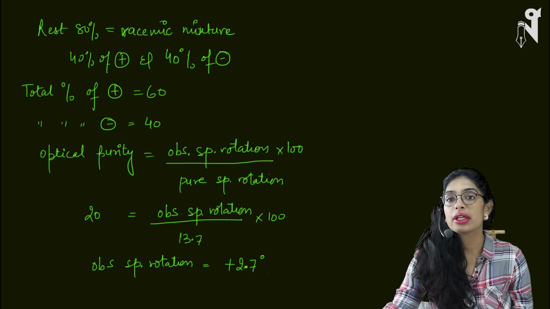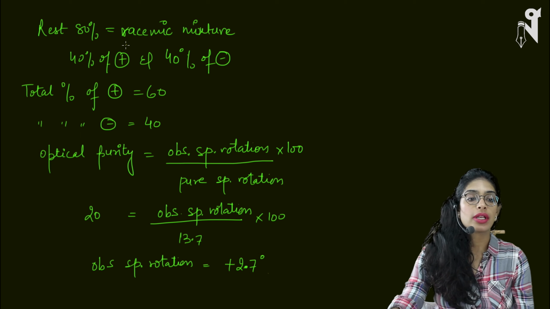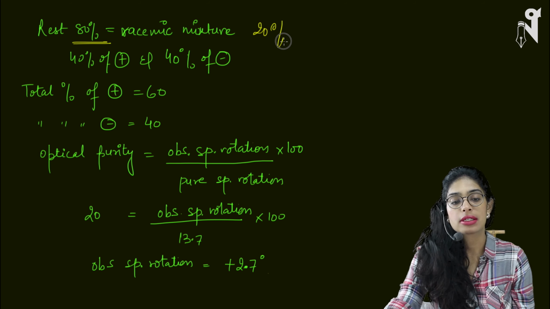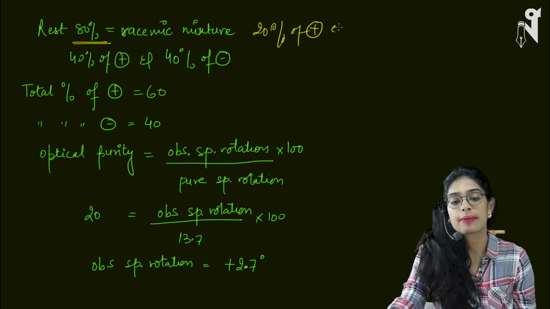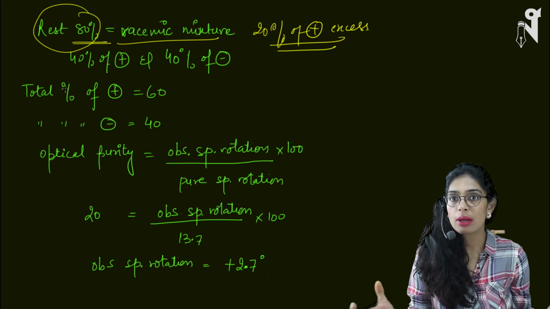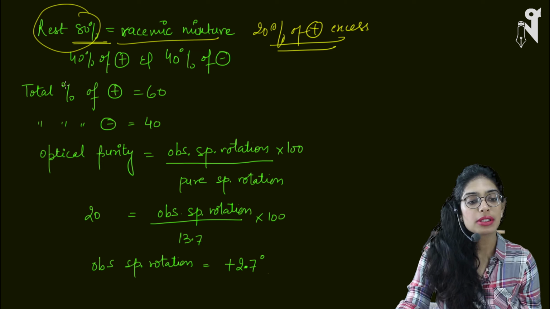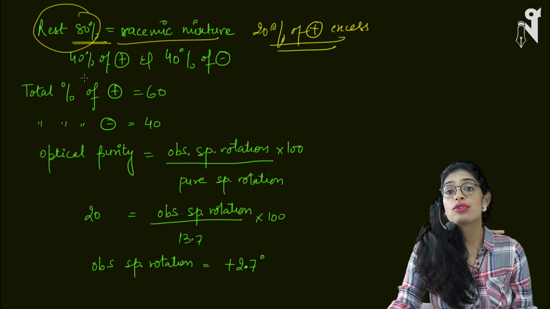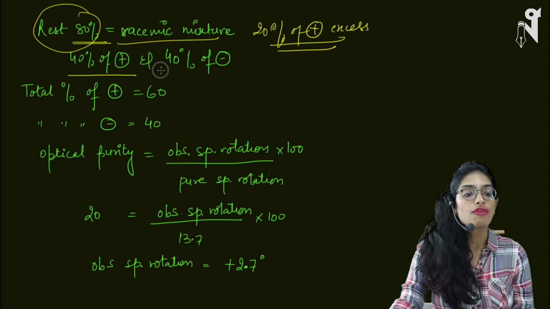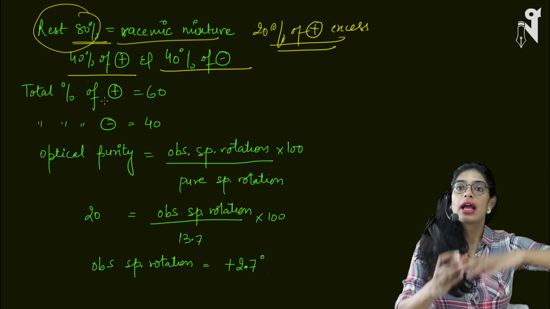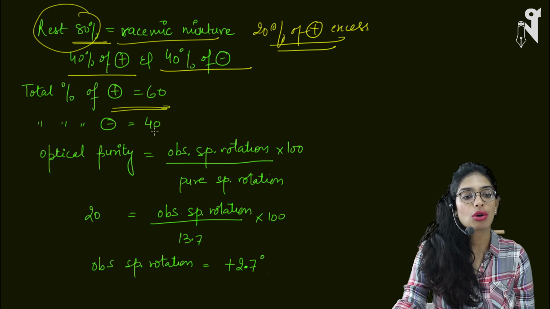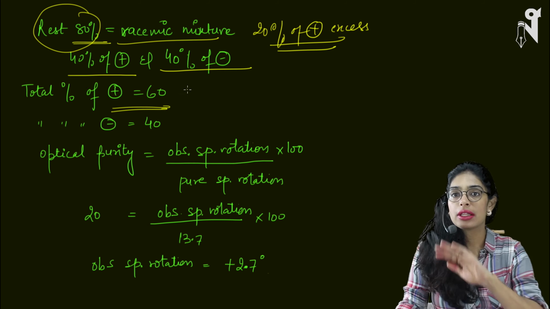Now let's see how to calculate the other quantities. So we know that 20% of plus isomer is in excess. So basically, the rest 80% is going to be what? It is going to be a racemic mixture, right? So the rest 80% is racemic mixture. So now if I have to calculate the total percentage of plus isomer and total percentage of minus isomer, 40% of plus is in the racemic mixture and 20% is in excess. So basically the total is 60%. 60% of your plus isomer is present in the whole solution.